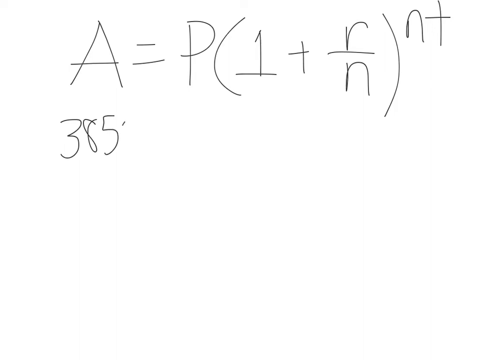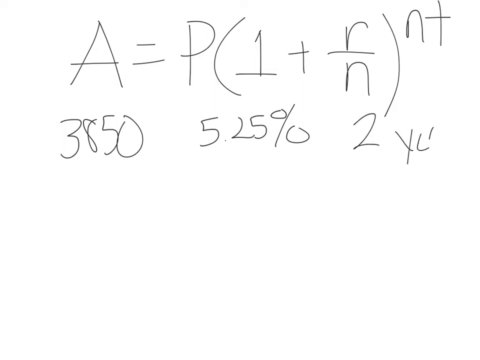That's $3,850. The rate is 5.25%, and the time is 2 years. Okay. And these are compounded once a year. So we don't know the amount. We're going to get to that.